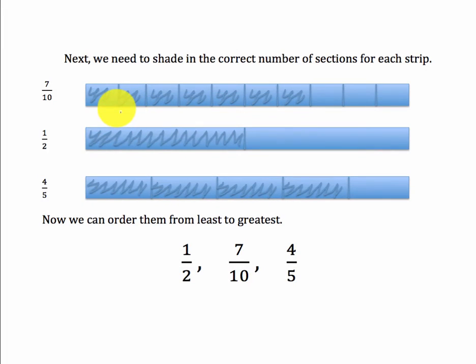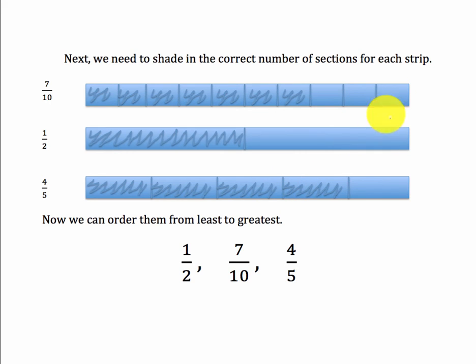Now that we have our rectangles split up into the proper number of sections, we just need to shade them in. So this first one is split up into tenths, and we want it to show 7/10, so I'm going to shade in 7 sections. 1, 2, 3, 4, 5, 6, 7. The second one was split up in halves, and we only wanted to shade in 1/2, so shade in 1/2. And the third one split up into fifths, and we shaded in 4/5, so 4 out of 5 sections.